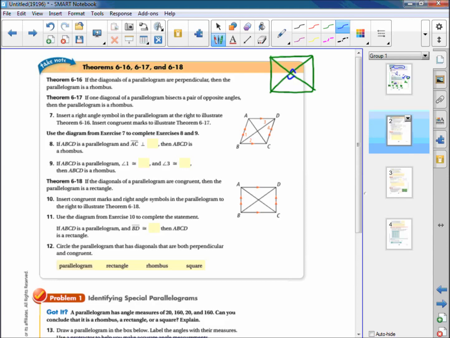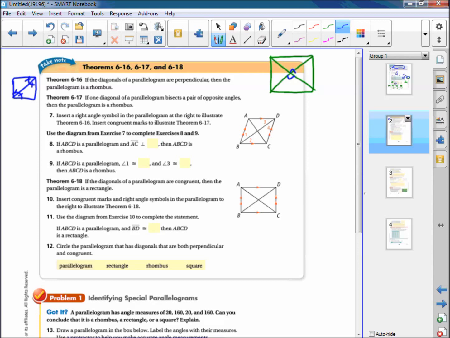And 6-17: if one diagonal of a parallelogram bisects a pair of opposite angles, then we have a rhombus too. So we learned in the last unit that if we have a rhombus, by the way, a square is a rhombus, right, one diagonal splits these into equal parts and those into equal parts. Now it goes in reverse. If we have that diagonal splitting them, we have a rhombus. Or if it was a rhombus, the diagonal split them.